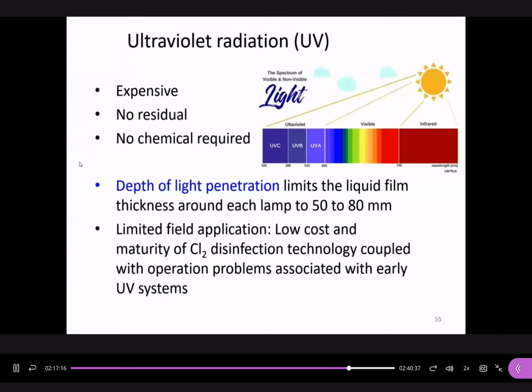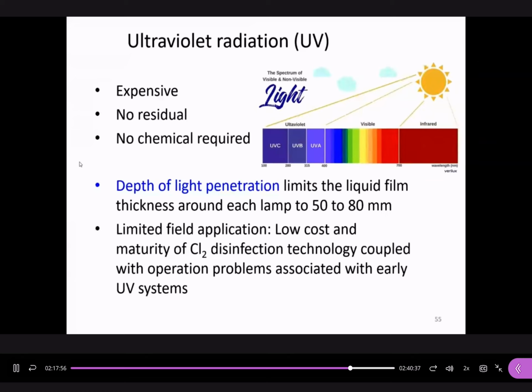The problem is the depth of light penetration. If your water is turbid, you can imagine the effectiveness. It limits the liquid film thickness around each lamp to 50 to 80 millimeters, with light penetration of 5 to 8 centimeters. Therefore, it has limited field application. In reality, we use UVC.